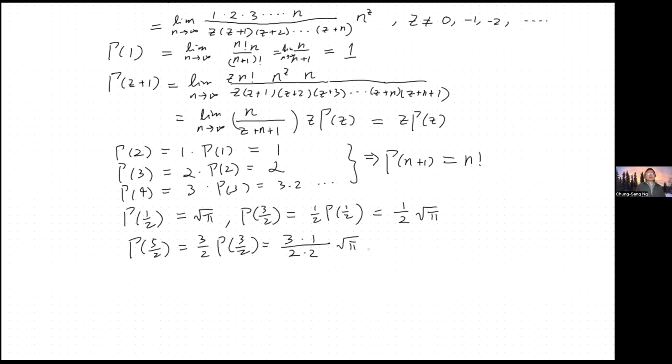And do one more, see if we can find the pattern. Gamma 7/2 is 5/2 times gamma 5/2, so multiply by another 5/2. That gives 5 times 3 times 1 over 2 times 2 times 2, square root of pi. Okay. Now let's see if we can generalize that.